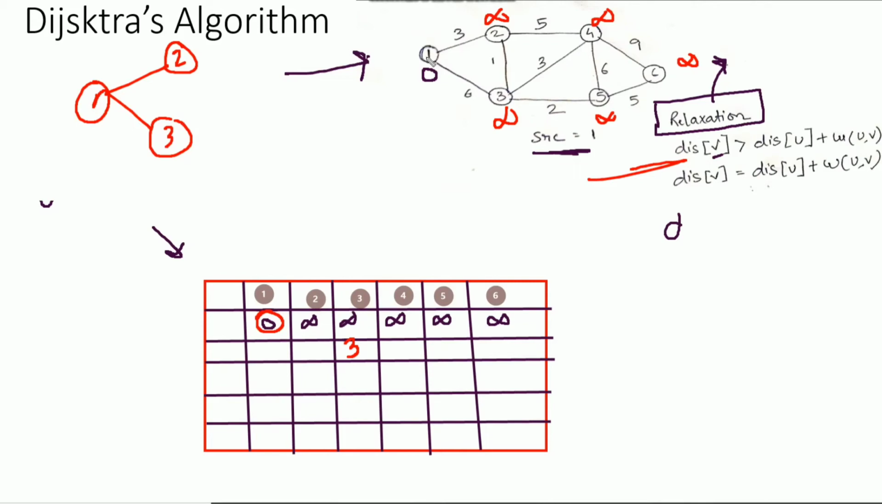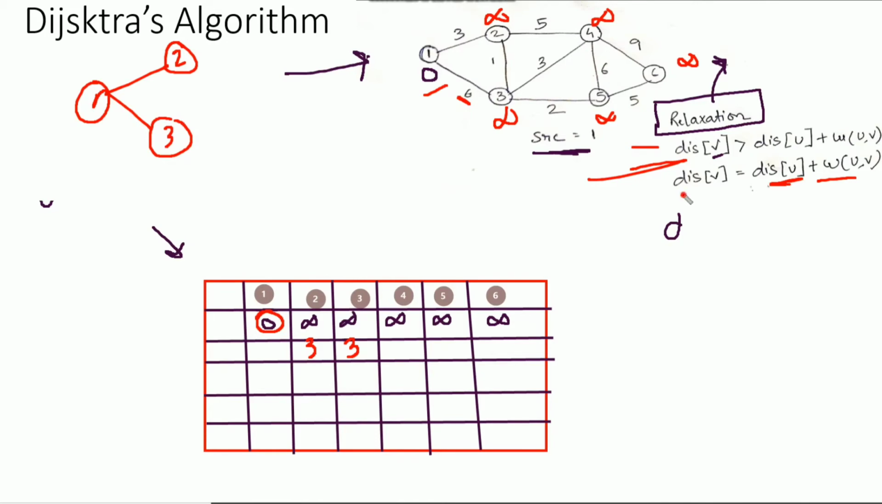Now from vertex 1 to 2, the distance is 3. For 1 to 3, it's the current distance value of the vertex, 0, plus the weight. So infinity is greater than 0 plus 6. Yes, infinity is greater, so the condition is true.